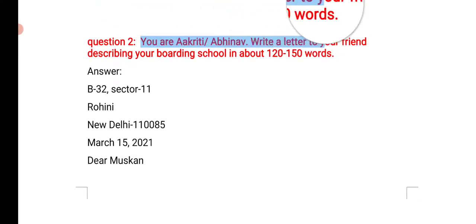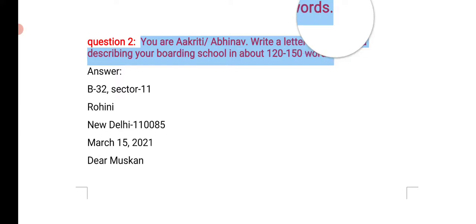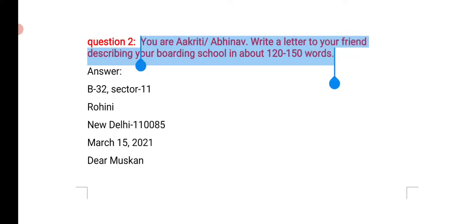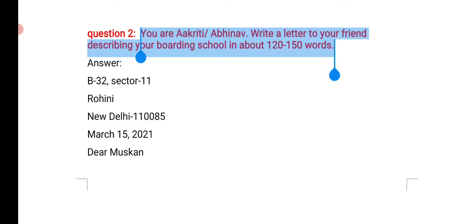You are Akriti or Abhinav, right? If you're a girl, you will choose this name. If you're a boy, you will choose Abhinav. So write a letter to your friend describing your boarding school in about 120 to 150 words. So you're Abhinav. I think you have enrolled in this boarding school, so now you have to write a letter to your friend. Your friend's name is not mentioned here, so you can use any name or you can use ABC. You have to describe how your school is. So that's how. Let's start.